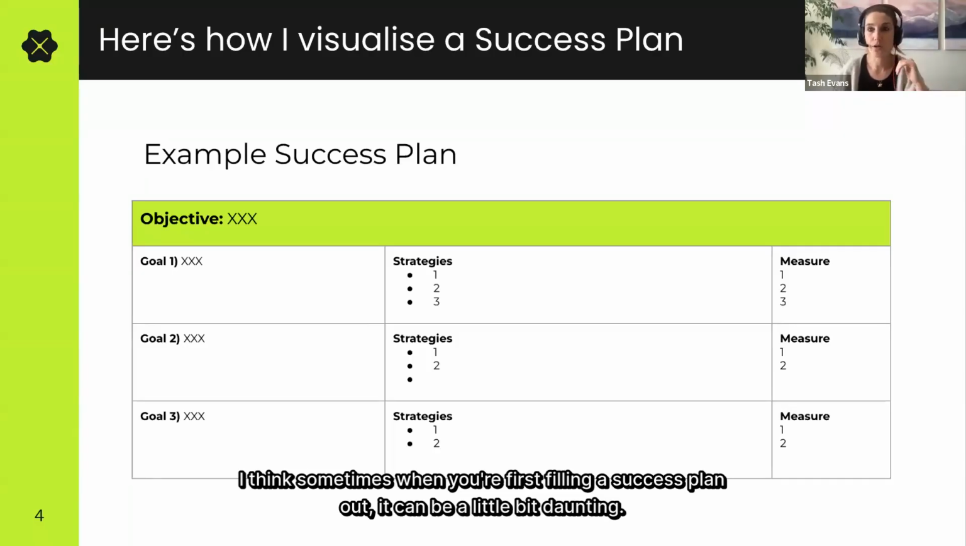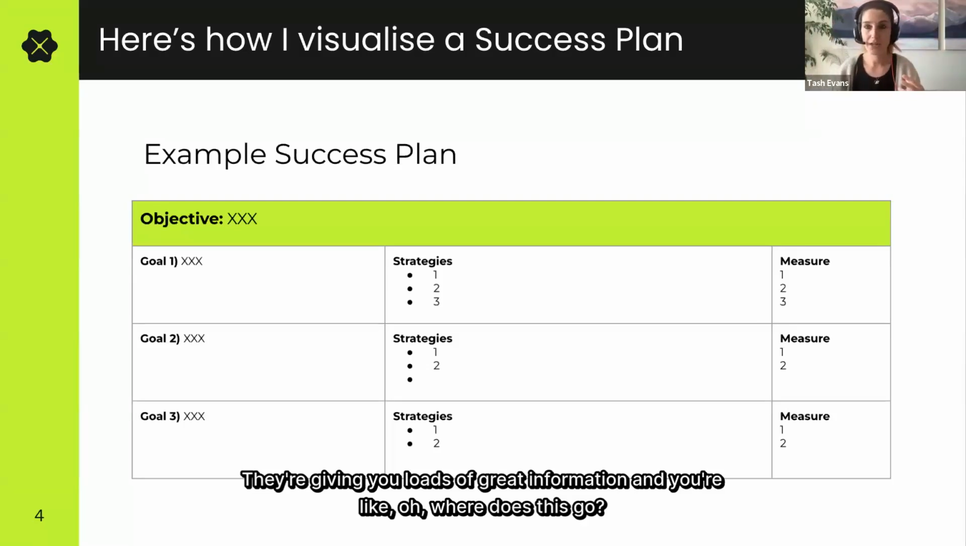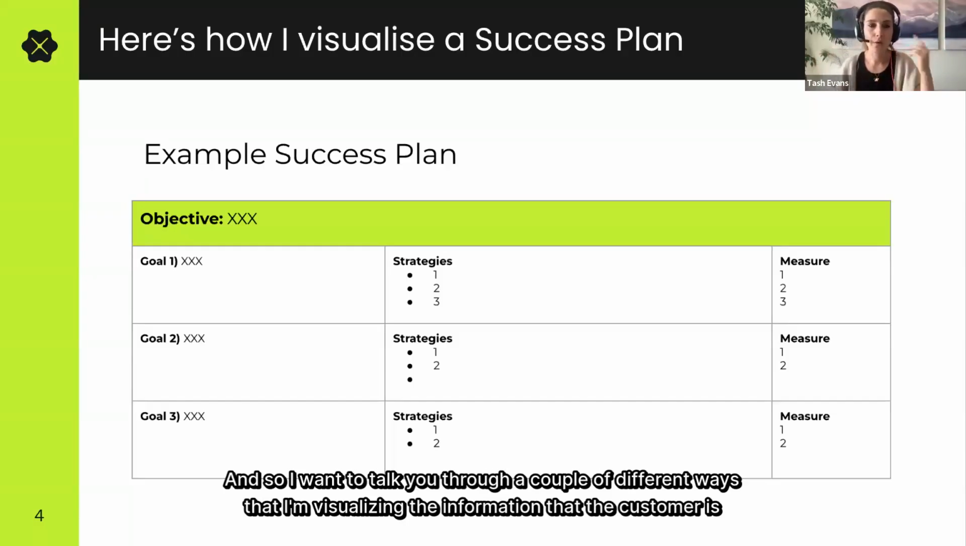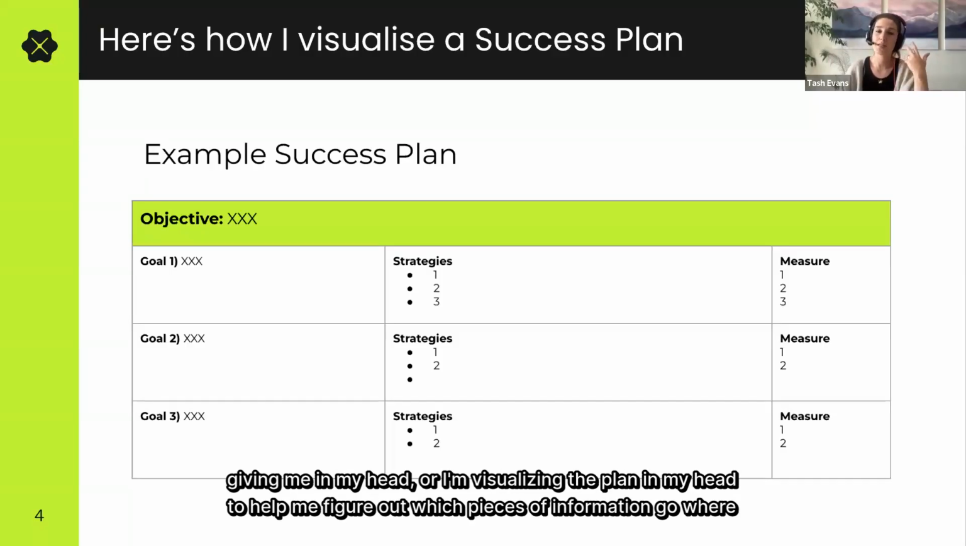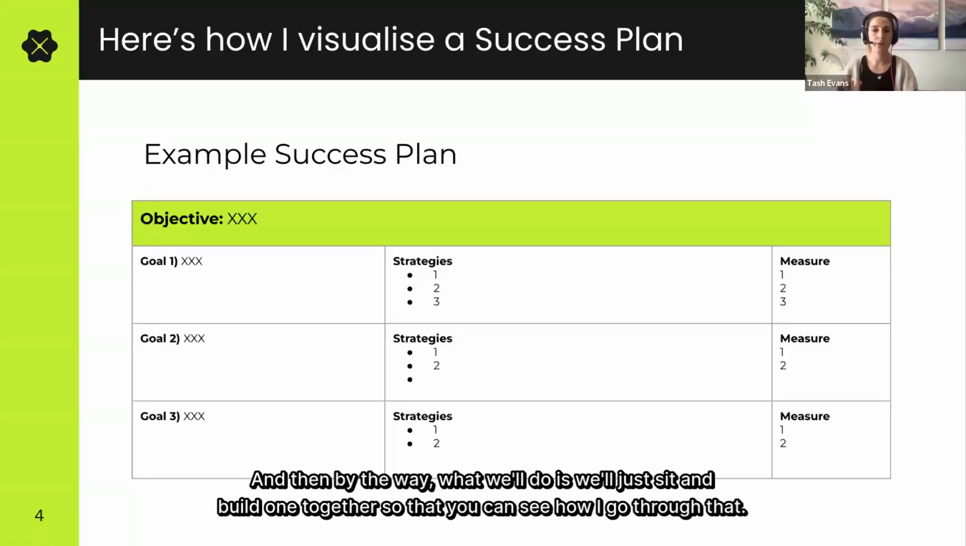I think sometimes when you're first filling a success plan out, it can be a little bit daunting. Like you're on the call with a customer and they're giving you loads of great information and you're like, oh, where does this go? Is this a goal? Is this a strategy? Is this an action? Which one should I be measuring? And so I want to talk you through a couple of different ways that I'm visualizing the information that the customer is giving me, or visualizing the plan in my head, to help me figure out which pieces of information go where when I'm formulating this success plan. And then, by the way, we'll just sit and build one together so that you can see how I go through that.